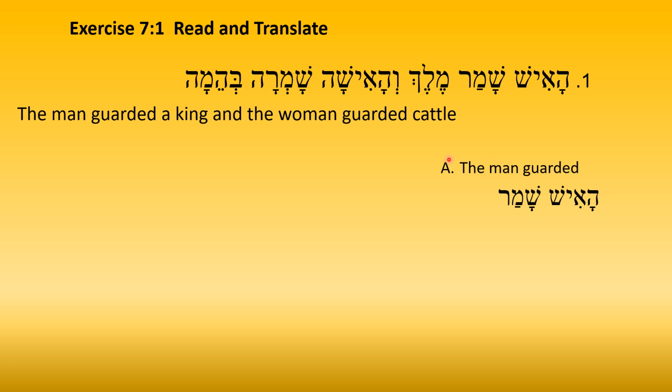Okay? All right, so you look at your original sentence. Oh, look, the man guarded. It's word for word. So you take the Hebrew, word for word, ha'ish shamar, the man guarded. And you copy and paste or rewrite it down here, and you have your answer. This is the sentence, the man guarded. Okay, that's for A.